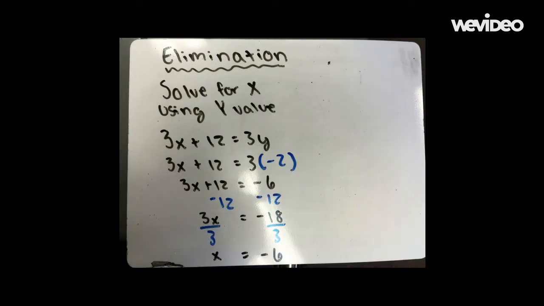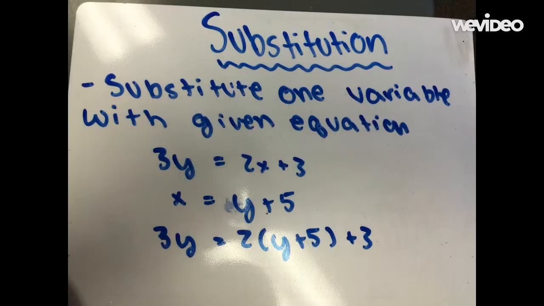From here, we're going to solve for x using the y value that we just got. So I used the equation 3x plus 12y equals 3. And then I plugged in negative 2 for y because that's what we just got in the previous step. From here, again, I just solved it like a normal equation, added 12 on both sides to get x by itself, and then since we have 3x, we're going to divide by 3 to just get 1x, so we get x equals negative 6.